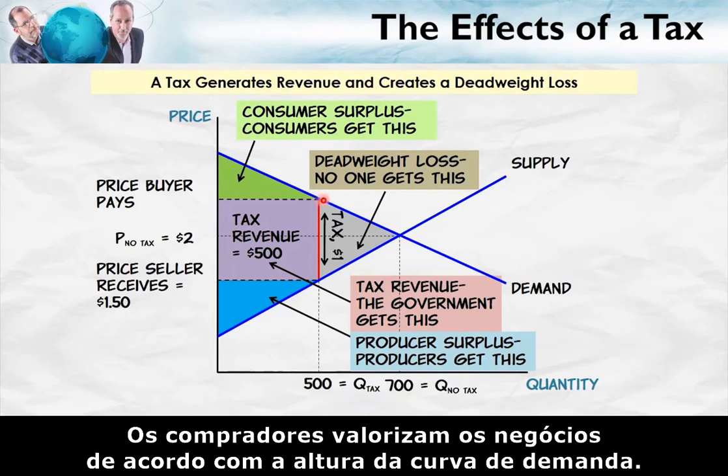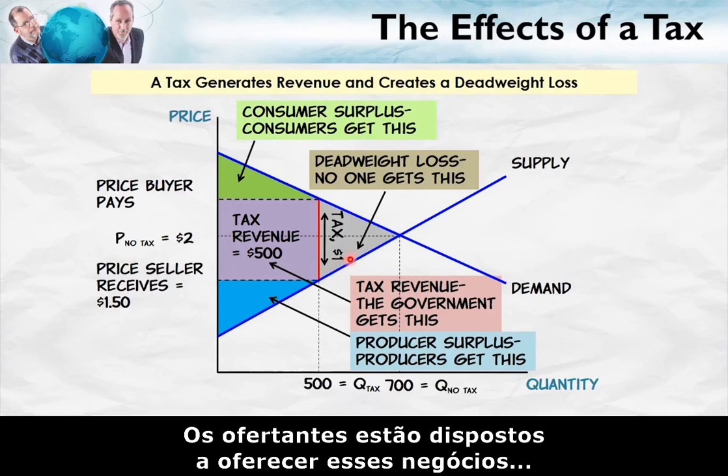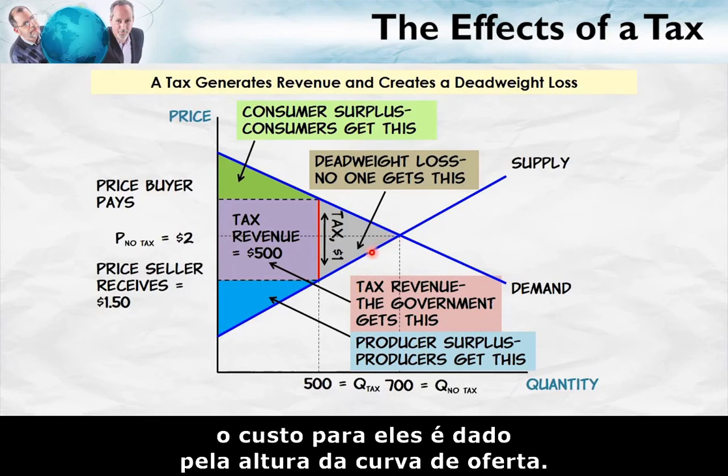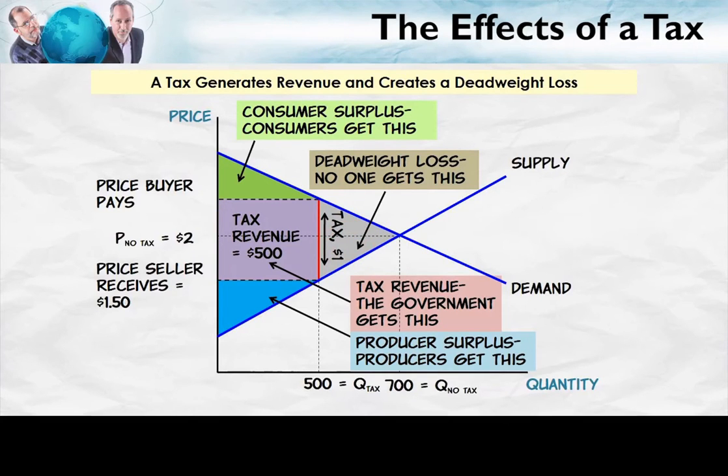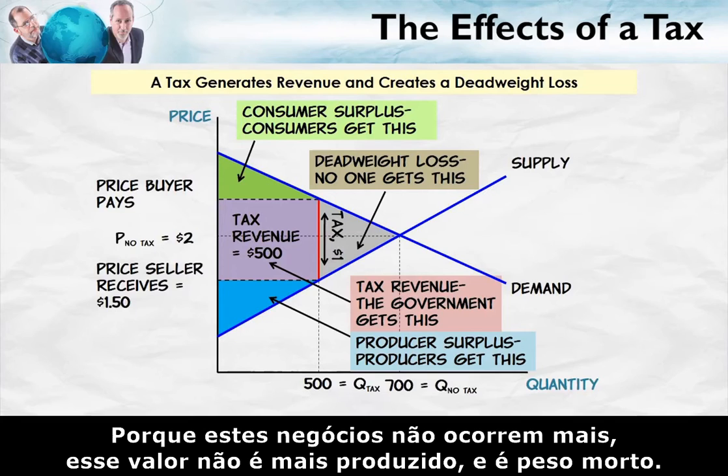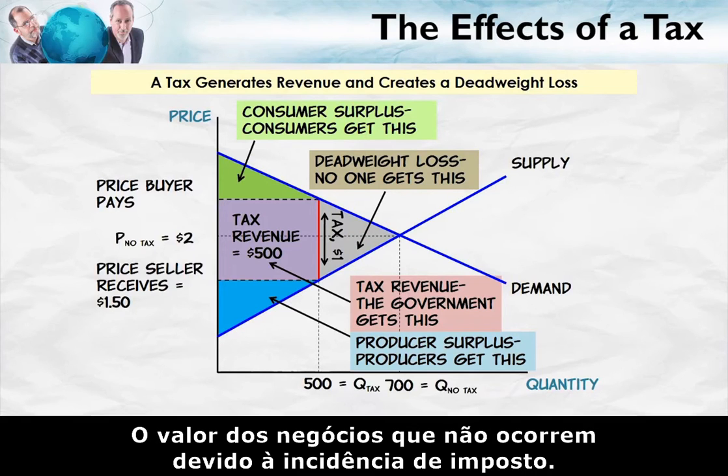So the demanders value the trades as given by the demand curve, the height of the demand curve. The suppliers are willing to supply those trades. The cost to them is given by the height of the supply curve. So the value minus the costs, if you like, is given by this triangle. Because those trades no longer occur, that value is no longer produced, that's deadweight loss. The value of the trades which don't occur because of the tax.